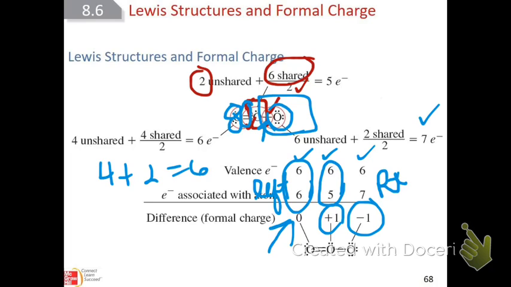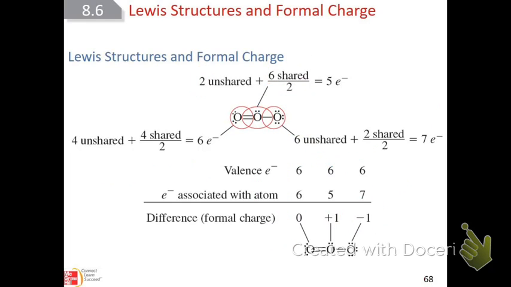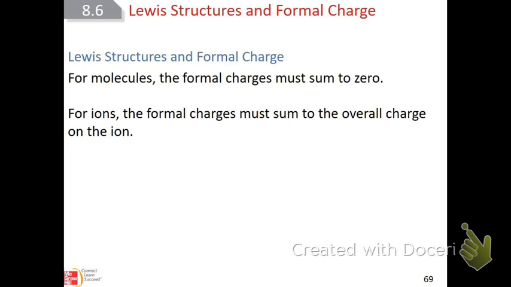So the goal is that you want your formal charge on the overall molecule to be 0 or as close to 0 as you can get it. Notice that 0, a positive 1 and a negative 1, if you add all those together, your overall formal charge is 0 for this particular one. The formal charges have to add to 0, and for ions, they have to add to the charge on the ion. But look at what she's saying right here.